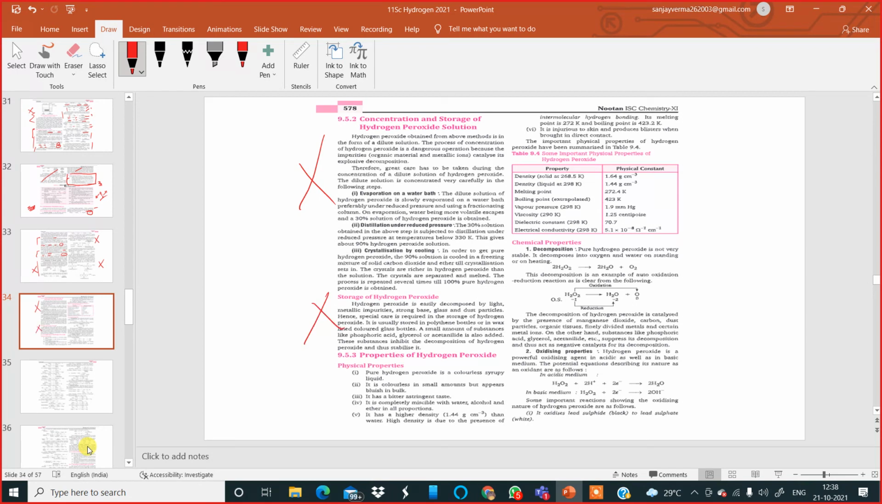Regarding the properties of hydrogen peroxide, I will discuss the physical properties and the chemical properties in the next class tomorrow. So with this, I would like to end my class here, but just hang on because I need to record your attendance. In the next class, I'll be doing all the properties of hydrogen peroxide with you on page number 578. So just hang on.